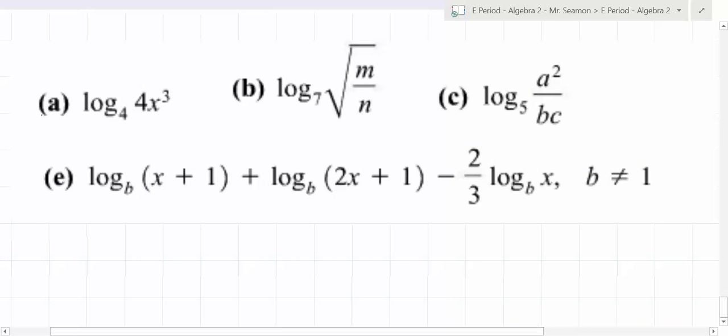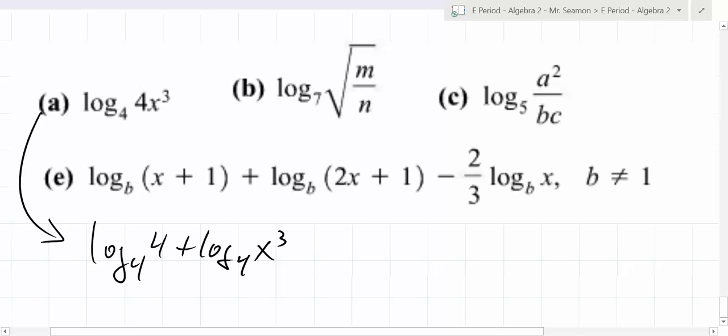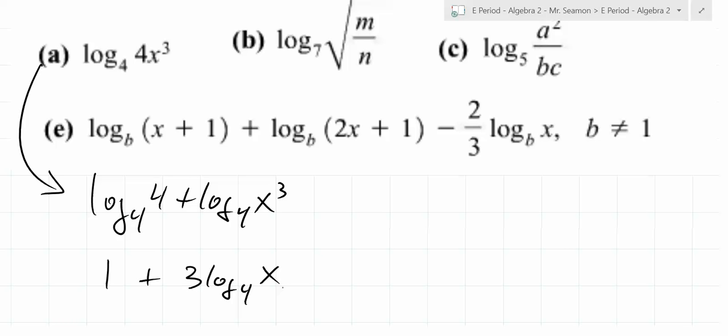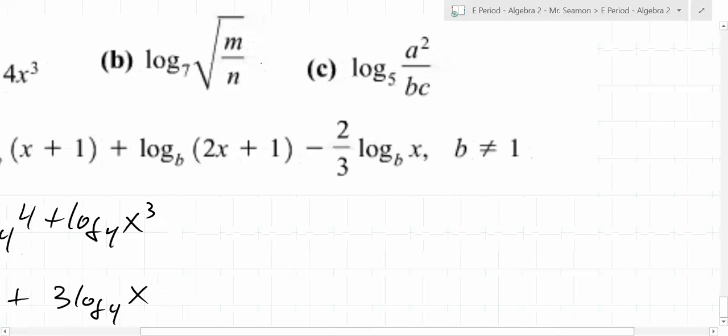So let's try a different one. Kids, on this first one right here, you should end up with log base 4 of 4 plus log base 4 of x cubed. So that's going to be 1 plus 3 log base 4 of x. Done. You're done. That's all you need to do. Remember what I told you can do with the power? Is the 4 being raised to the third power? No.